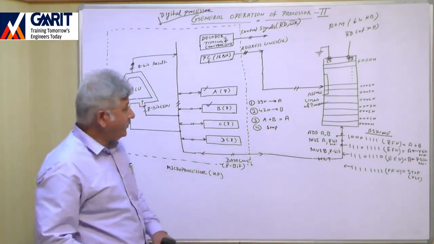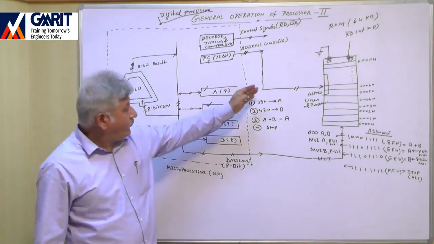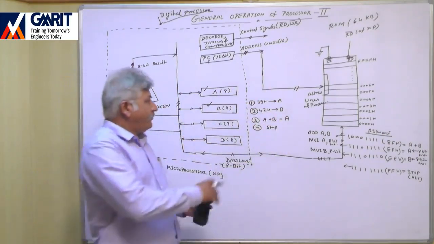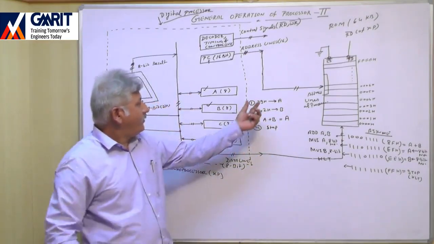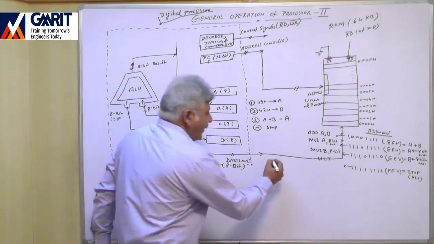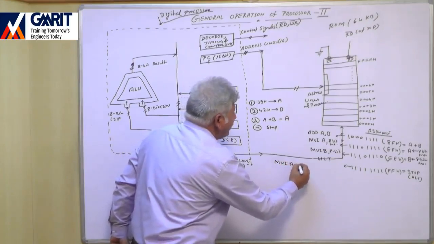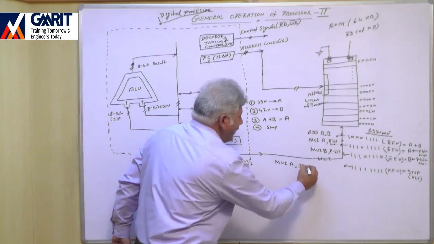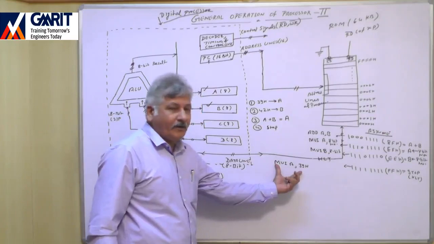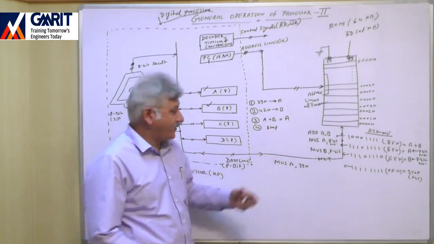So these are the operations which have to be performed by this processor. To perform these operations, we have to give instructions to the processor: first, bring this number into the A register. For that, we have to write the instruction MVI A, 39H. Whenever this instruction is executed by the processor, it will bring 39H into the A register.